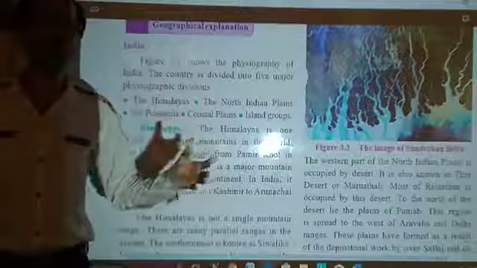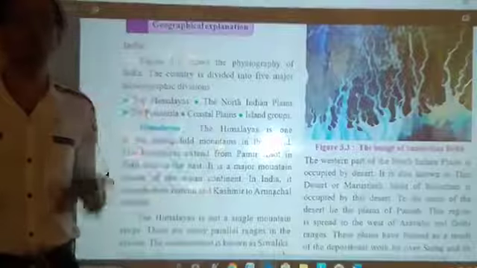Now the Himalaya is one of the young-fold mountains in the world. They are not the oldest mountain. They are not the old-fold mountain. They are totally young-fold mountains. Young mountain, you may call them in short.